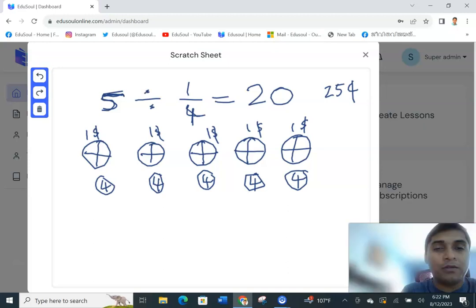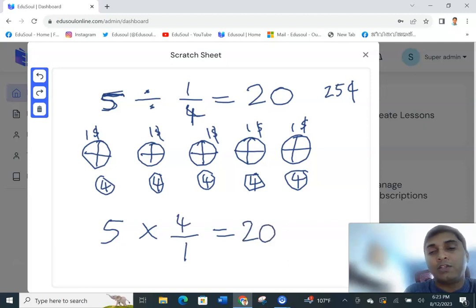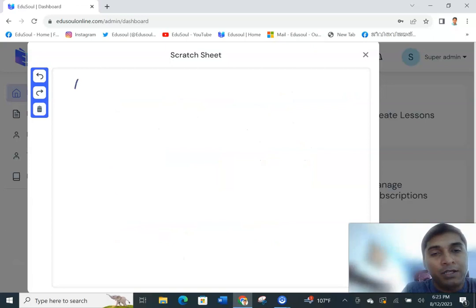Now there is a process to do it. You will say flip and multiply the fraction. So 4 goes over top, 1 goes over here. So 5 times 4 is 20. So how many groups can you make? That's the concept of division. So addition, then repeated addition becomes multiplication, then division becomes grouping. Okay, so that's very important.